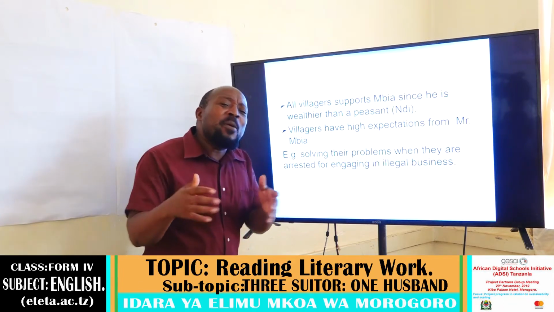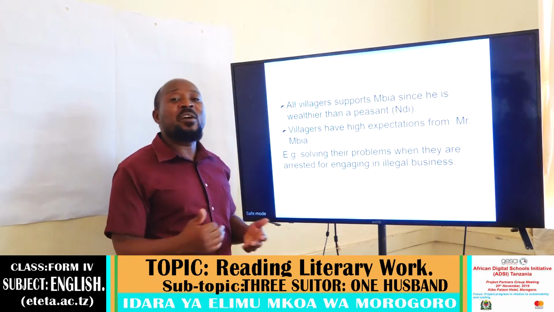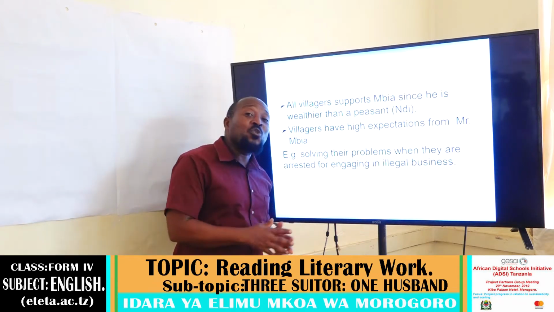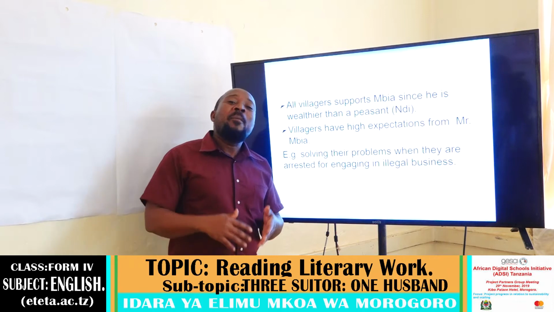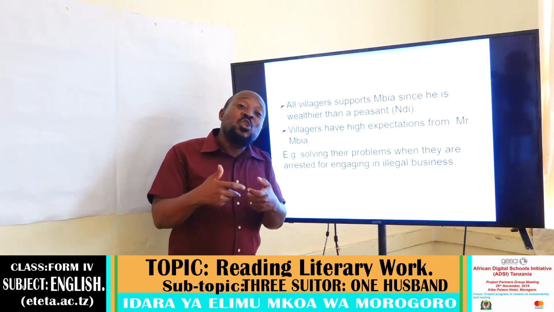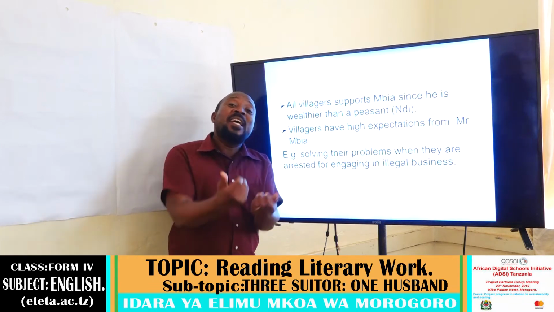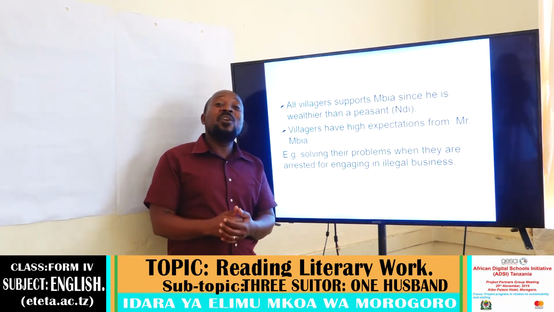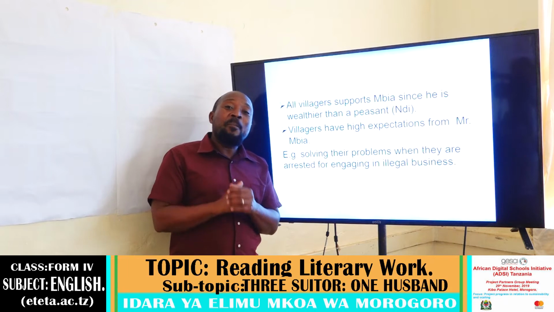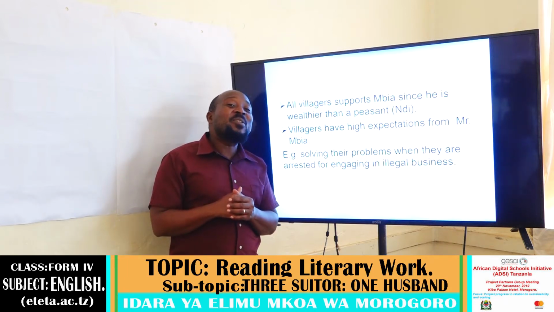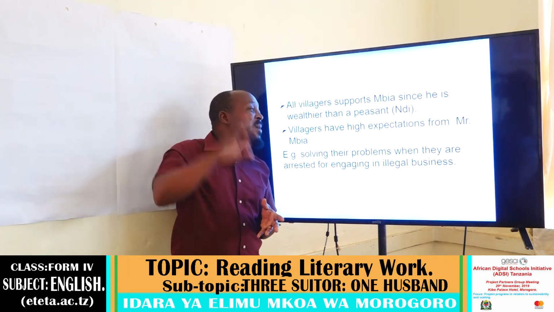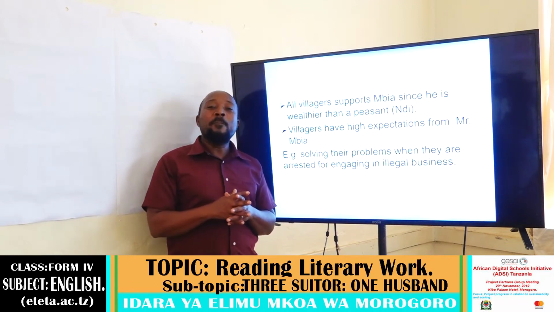Other villagers, like Ondua, for example, who is the uncle to Juliet, believe that by giving Juliet to Mr. Mbia, they will manage to obtain a gun permit. They will manage to obtain the gun permit. That's what they believe, and that's why they are in very big support of Mbia.